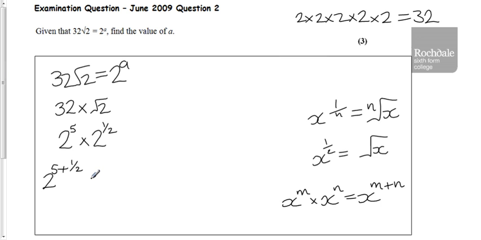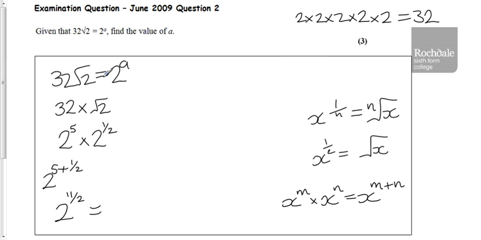Let's tidy up 5 plus a half. 5 plus a half is actually 5 and a half. I'm going to write that as a top-heavy fraction, 11 halves. So that's 5 whole ones and 1 half. That's the left-hand side of the equation, converted into a power of 2.